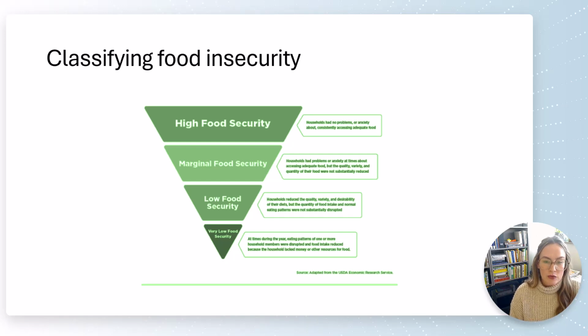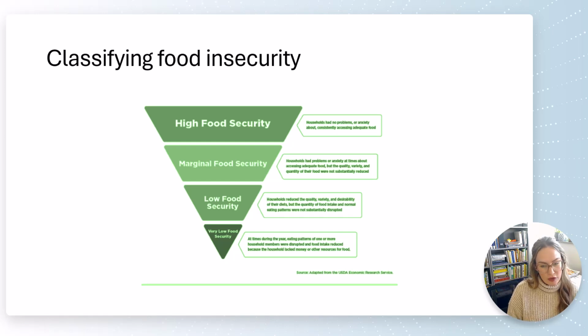All right, in this slide, you see this little graphic that shows basically the different levels of food insecurity. So we start here with high food security. What does this mean? This means that within a household, the individuals within the household did not have any problems accessing food, eating food, things like that. So they had high food security. Then we move down a level to marginal food security. In this case, households had problems or anxiety at times about accessing adequate food, but generally they were still able to consume the amounts of food that they needed in order to achieve healthy outcomes.